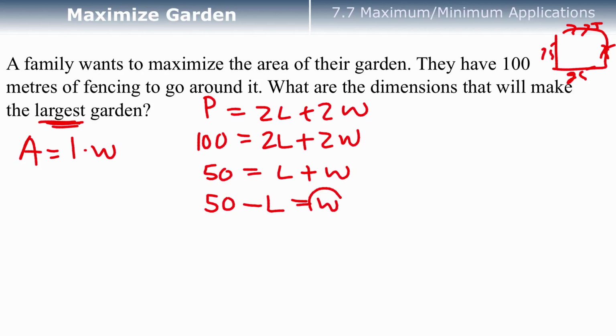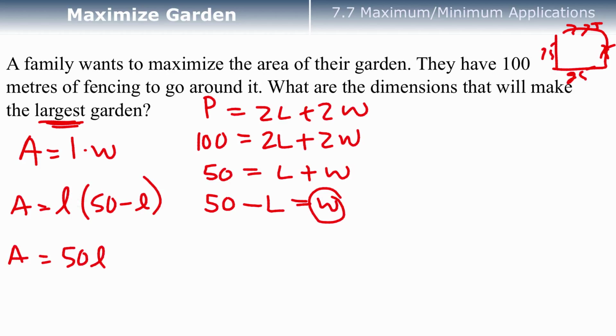So this is what W is, but in my area formula over here, rather than writing W, I'm going to write 50 minus L. Now let's multiply that through with the distributive property, so I get 50L minus L squared. Let's write it in the proper order: minus L squared plus 50L. Hey, I'm missing that c term. Oh well.